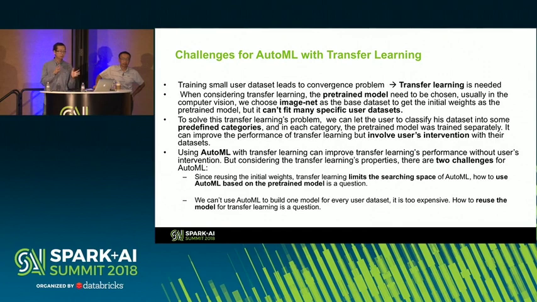To solve this problem, we can let the user classify their data set into a predefined category. For example, we can predefine a lot of categories, like car, train, landscape, and everything, and let the user select. But this involves the user's intervention, and it is not a good solution. So we consider using AutoML.